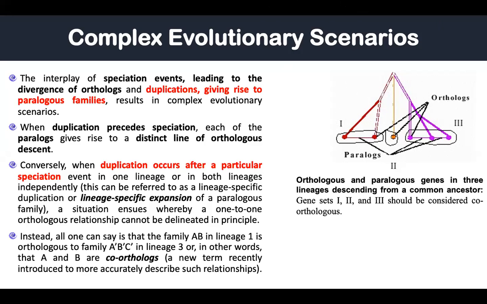Right, so instead, all one can say is that family AB in lineage 1, where A is the first gene and B is the second gene, which are paralogs of each other, is actually orthologous to family ABC in lineage 3. So this is gene A, gene B, and gene C. So they are orthologous, and so they are also known as co-orthologs because they come from a common ancestor, right? So this is an example of a complex evolutionary scenario that you can observe when you do comparative genomics analysis.